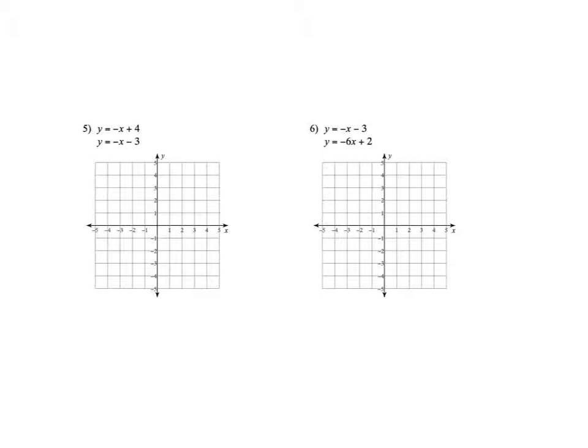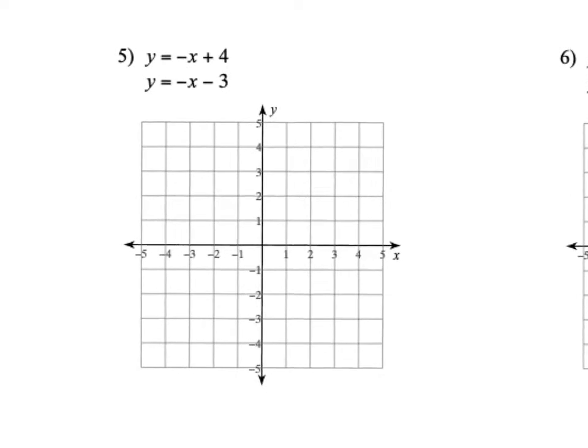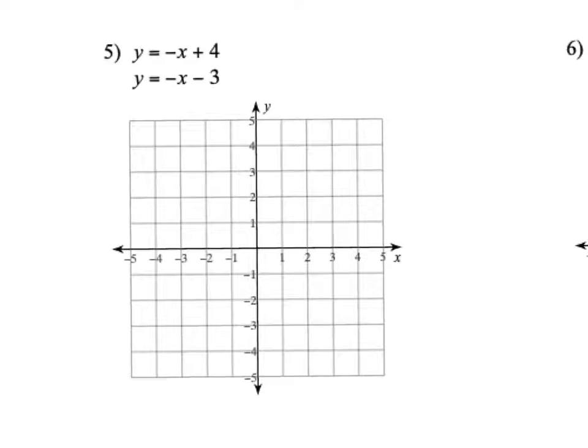Okay, so let's try a couple more. I'm going to try y equals negative x plus 4 and y equals negative x minus 3. So I begin for my first line at positive 4. So I'm going to begin at 0, comma 4. Remember that last number by itself is b.